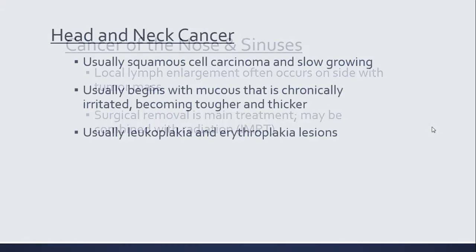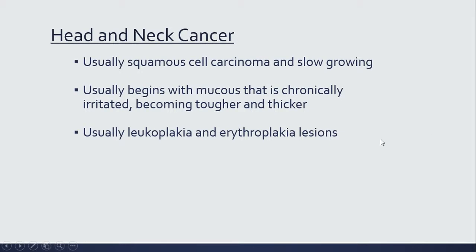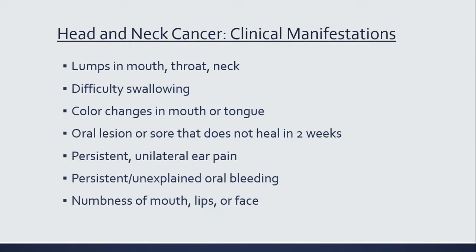All right. Some of the signs you'll see, not quite yet, but head and neck cancer is usually squamous cell carcinoma, slow growing. All right. It usually begins with a mucosa that is chronically irritated and becomes thicker and thicker, or tougher and thicker. It's usually leukoplakia and erythroplakia lesions. And the manifestations are going to include lumps in the mouth, throat, or neck, difficulty swallowing, color changes to the mouth or tongue, oral lesions or sores that do not heal in 2 weeks, persistent unilateral ear pain.